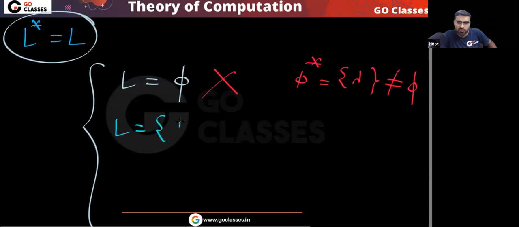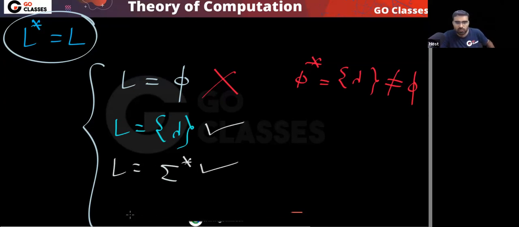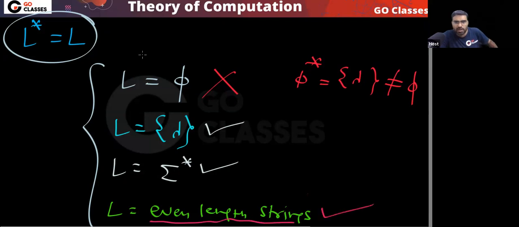What about this? Yes, for this it will happen. What about sigma star? For this also it will happen, right? What about even length strings? L is even length strings. For this also it will happen. Are you getting my point? Are you getting the idea?